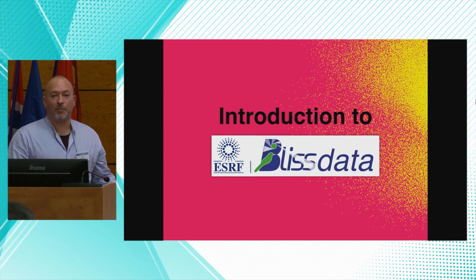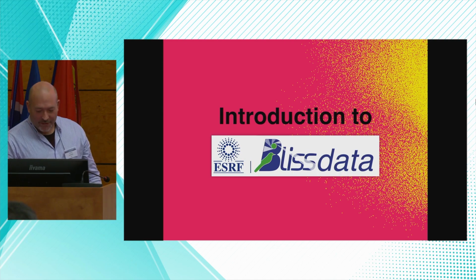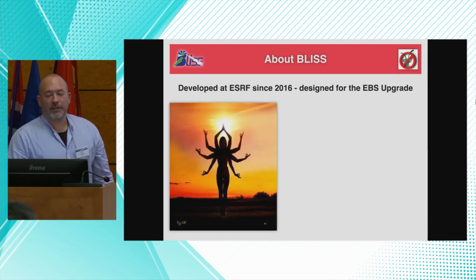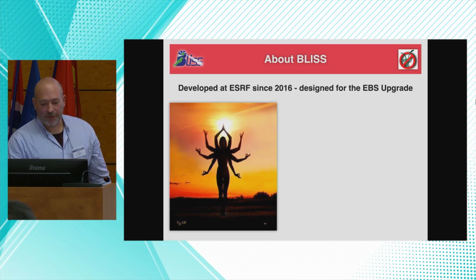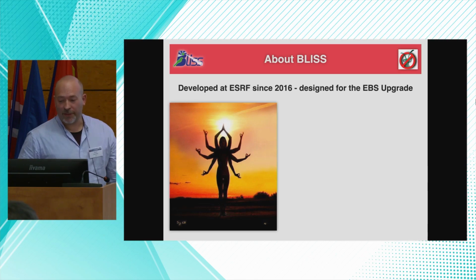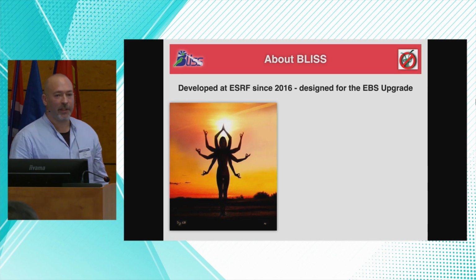So now I will pass to the second part of this talk, which is the introduction to Bliss and Bliss data. I can't talk about Bliss data without talking about Bliss first. So Bliss is the Beamline instrumentation support software developed at ESRF since 2016, and has been designed especially for the EBS upgrade, so for the new Beamlines of the 4th generation light source.